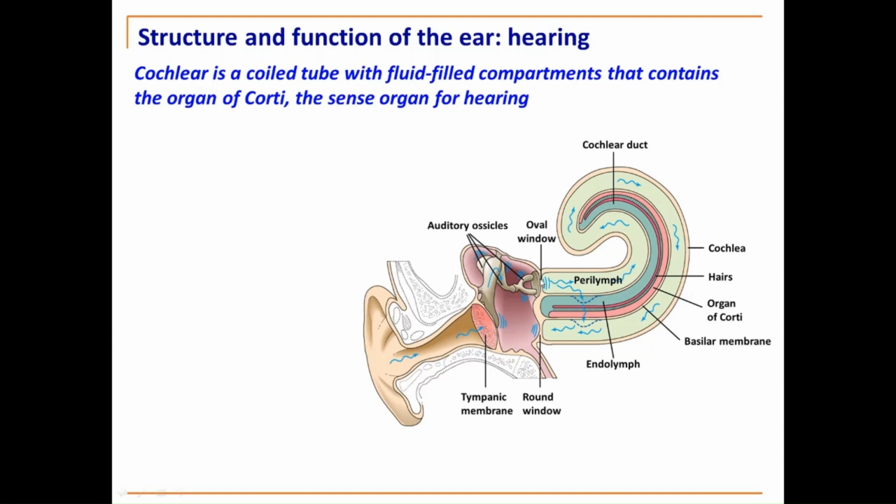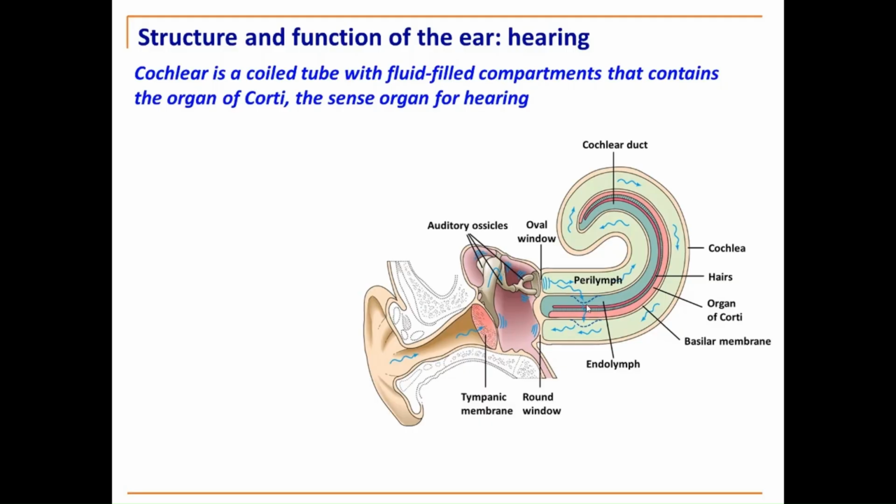Now, the size of the waves in the perilymph depends on how loud it is. So the louder it is, the bigger the waves. The quieter it is, the smaller the waves. And so when this crosses the basilar membrane and causes the organ of Corti hair cells to move, if it's a bigger wave, it causes them to move more. If it's a smaller wave, they move less, and you get more or fewer action potentials because of that.